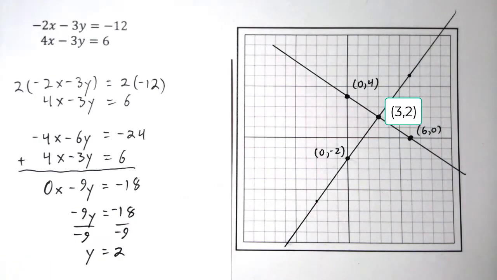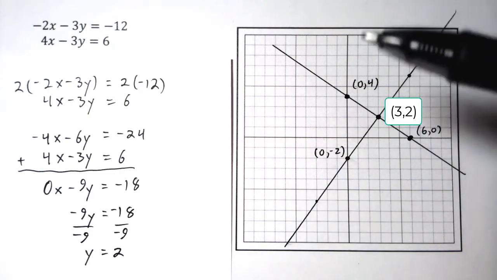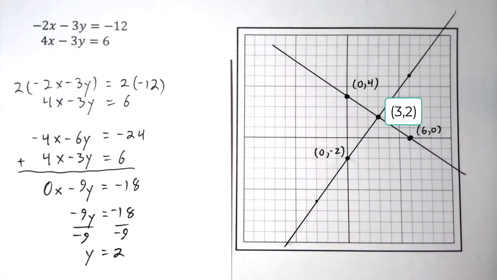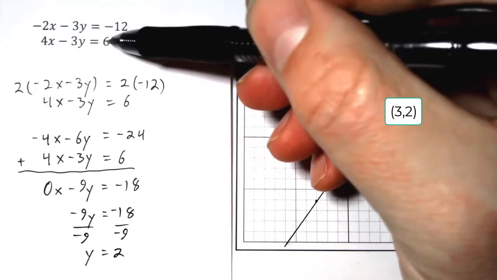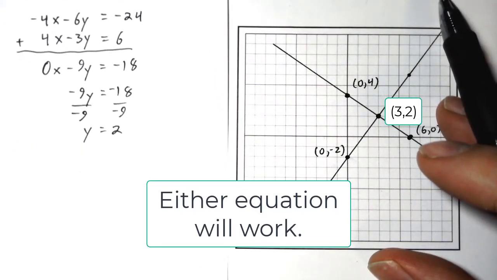So I just got part of my solution. I know that whatever the solution is, the y-coordinate must equal 2. So now we have to get the x part of the solution. Well, how can we do that? We can just go back to either one of these equations and use it to find that. So I'm going to take the second equation and just plug in y equals 2. So this is going to be a substitution.